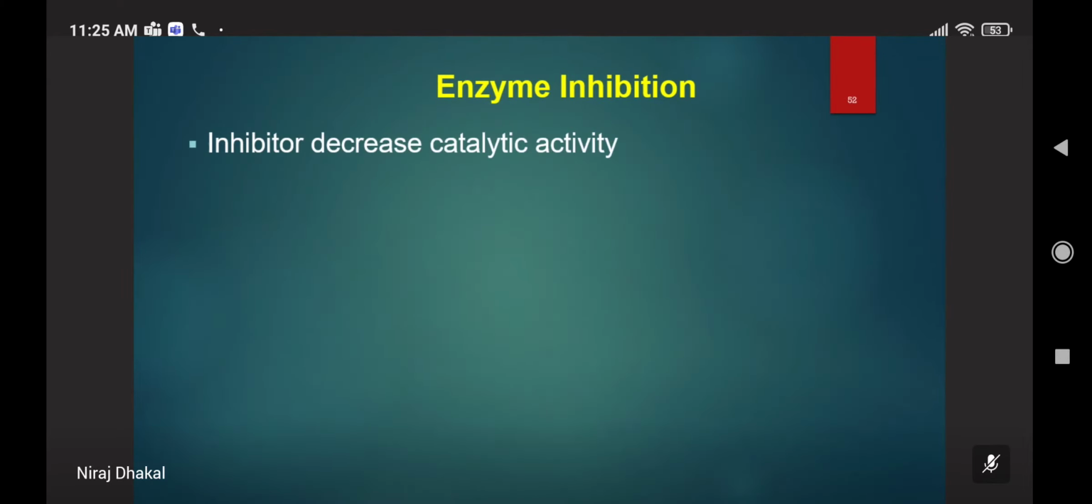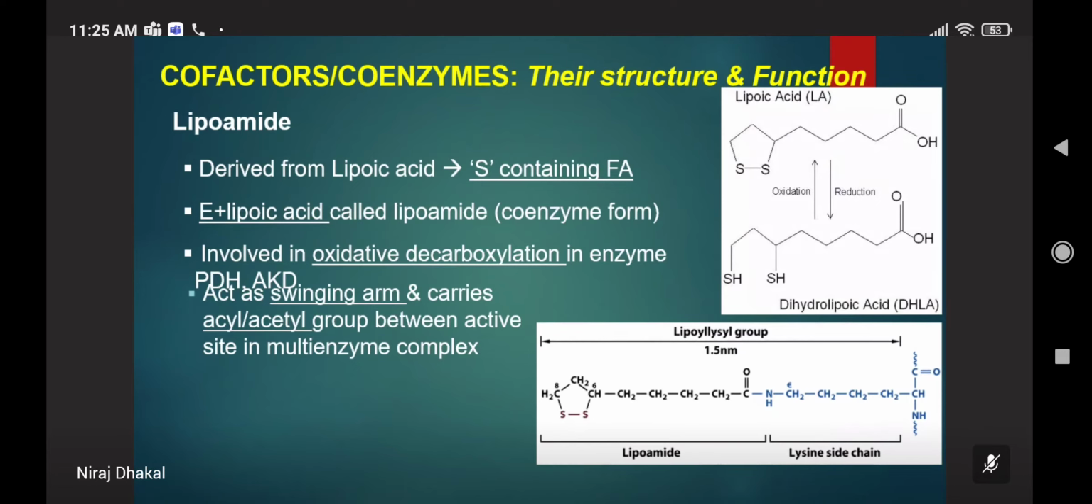Okay, then this is all about the coenzymes, if we study different types of coenzymes and cofactors, their structure and function. I hope you have understood this. If you have any confusion, you can ask me.